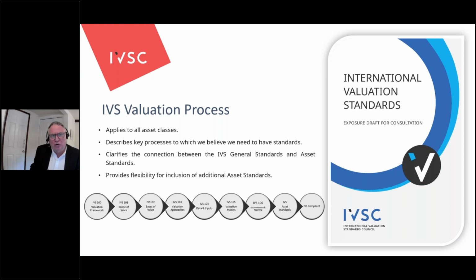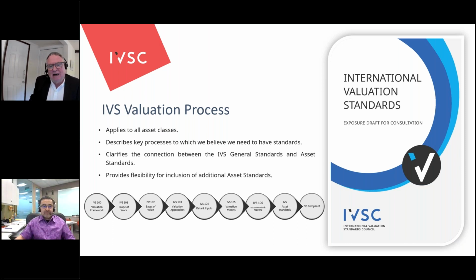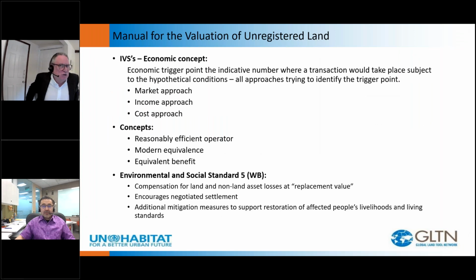A good valuation should tell the story from the beginning to the end, and the reader should be able to understand each step that the valuer has taken in coming to their conclusions. It talks about scope of works, having the basis of value, which we'll return to in a moment, the valuation approaches, what data and inputs have been put in, what valuation models have been used, and the documentation and reporting, and then on to particular characteristics for different asset classes, so real estate, a business, or other types of assets, like perhaps even small scale production, or even fishing, etc.